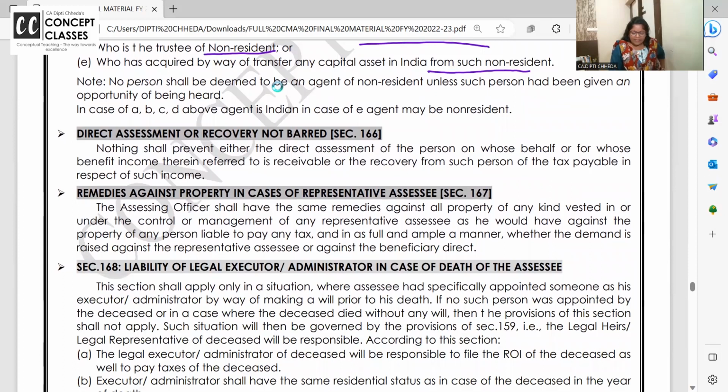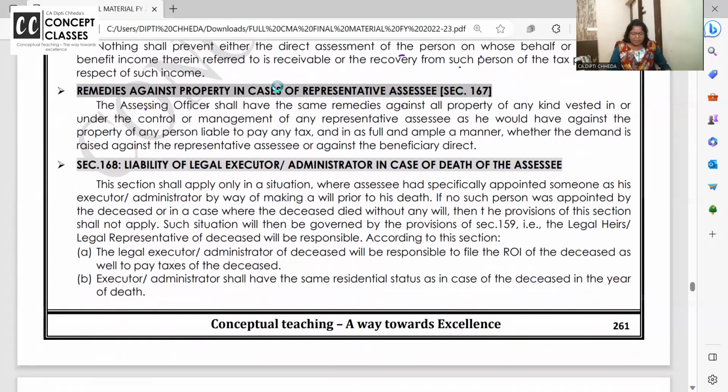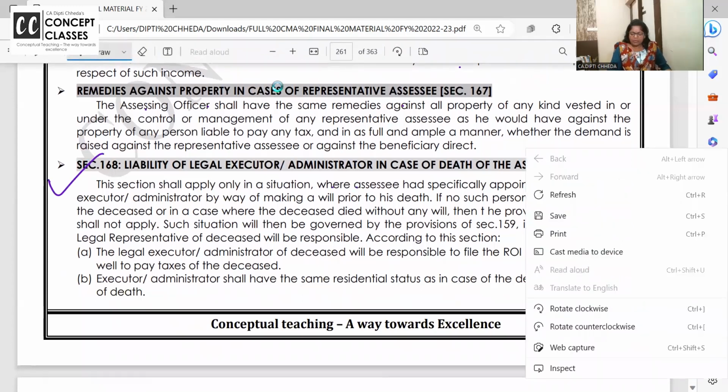Nothing shall prevent either direct assessment of the person on whose behalf the benefit accrues, or the taxes being recovered. Directly, if a person is going out of India, you remember, then for him the previous year and assessment year are the same. That's what. Remedies against properties in case of representative assessee. The AO shall have the same remedies against all the properties and they can sell off and pay. Liability of the legal executor, 168. Very important.